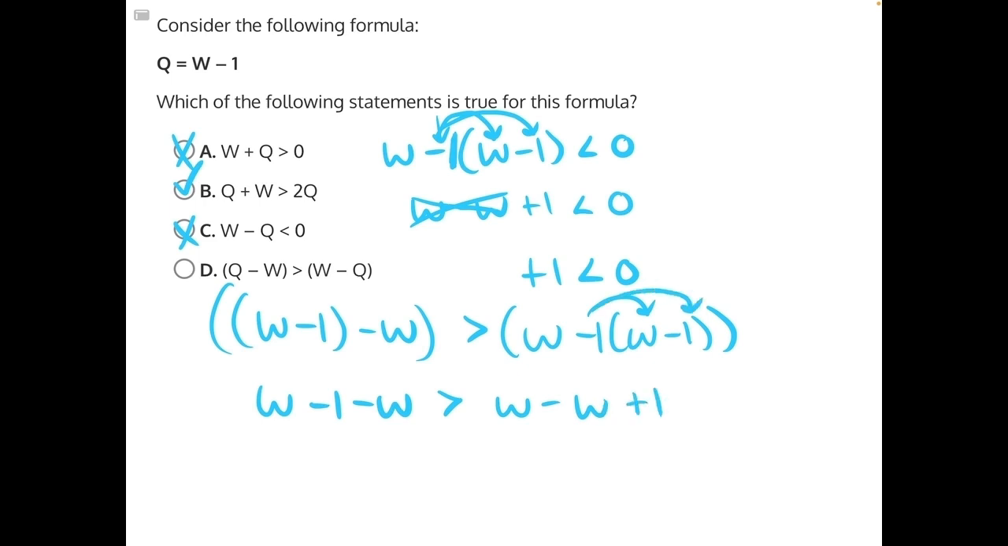So here, it's time to simplify and combine our like terms. w minus w will give us 0, so we can cancel both of these out. We're left with negative 1 is greater than w minus w again gives us 0, canceling out, leaving us with positive 1. This is a false statement. Negative 1 is not greater than positive 1. No negative number is greater than any positive number, making D incorrect and making B our correct answer.